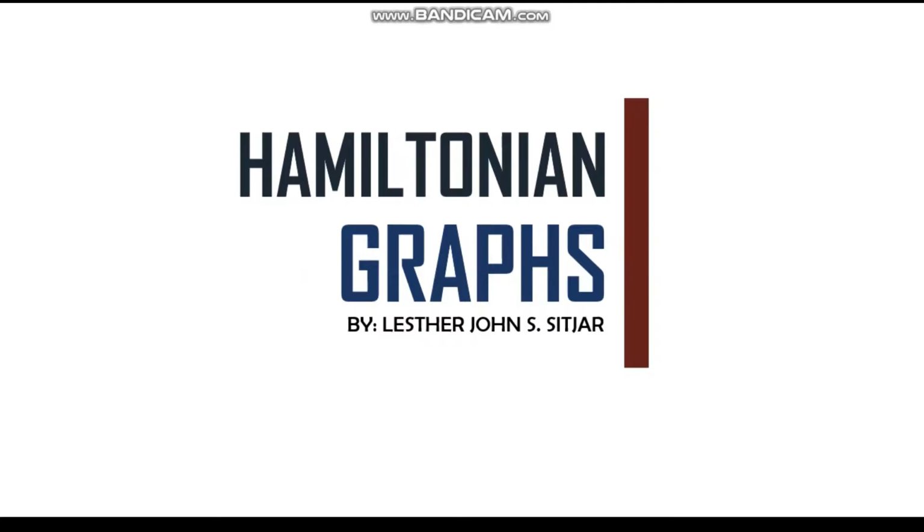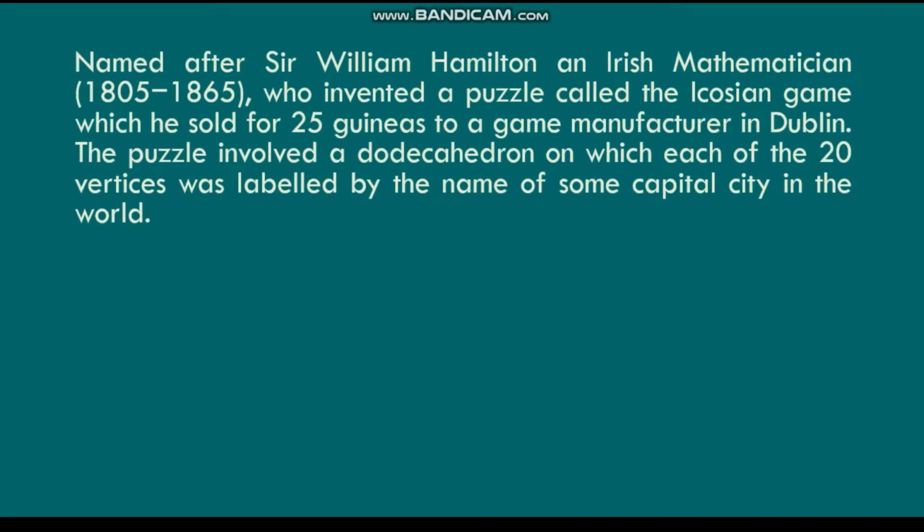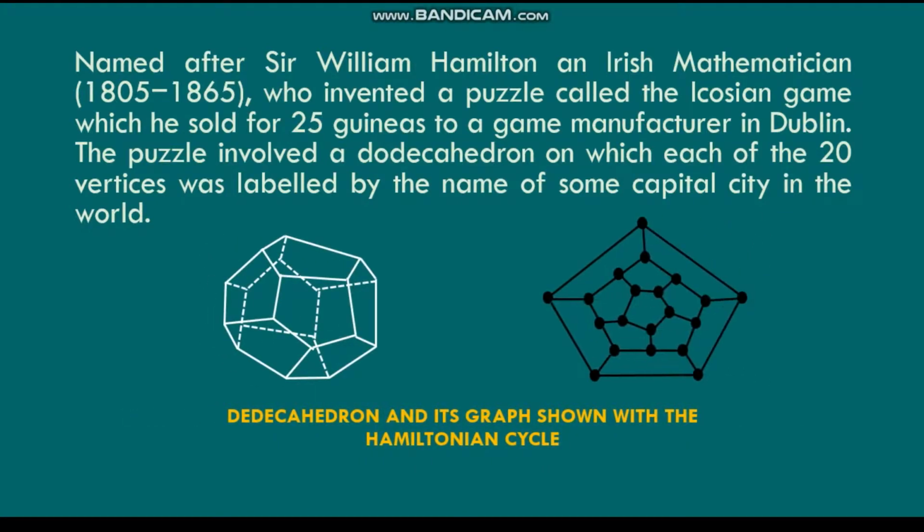First, take some time to learn some history about Hamiltonian graphs. Hamiltonian graphs are named after Sir William Hamilton, an Irish mathematician, 1805 to 1865, who invented a puzzle called the Icosian game, which he sold for 25 guineas to a game manufacturer in Dublin. The puzzle involved a dodecahedron, on which each of the 20 vertices was labeled by the name of some capital city in the world. The aim of the game was to construct, using the edges of the dodecahedron, a closed walk of all the cities, which traversed each city exactly once, beginning and ending at the same city.